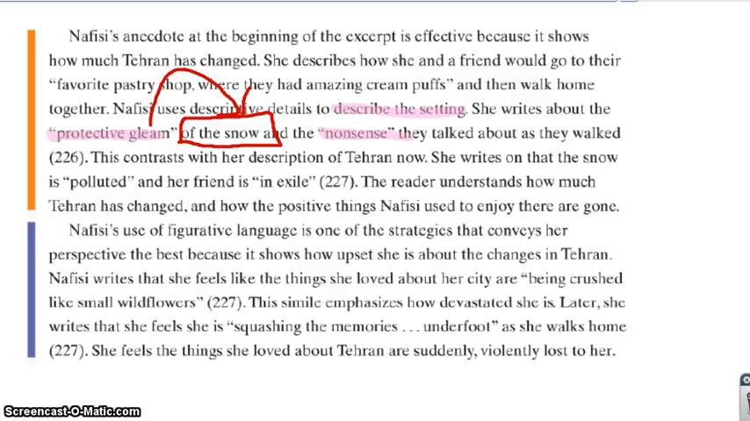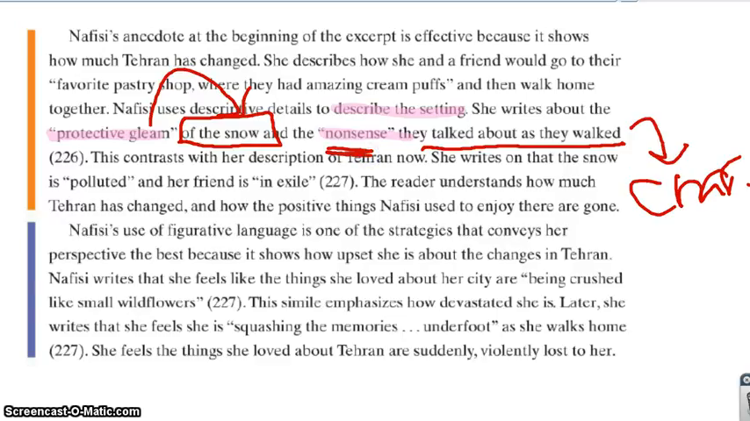So she's quoting it from the author, but then here, she's following in the rest of the sentence by just kind of paraphrasing what the characters, the author and her friend, were doing as they walk through the protective gleam. Or as they talk nonsense, sorry. They're walking, that's what they're doing, as they're talking about nonsense.